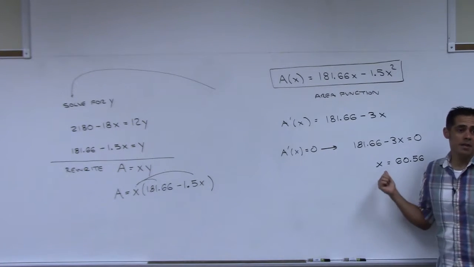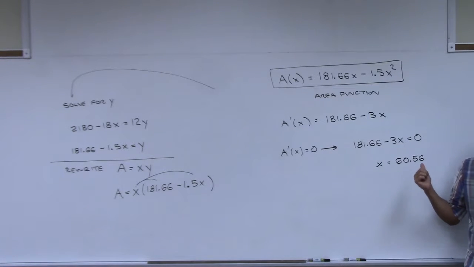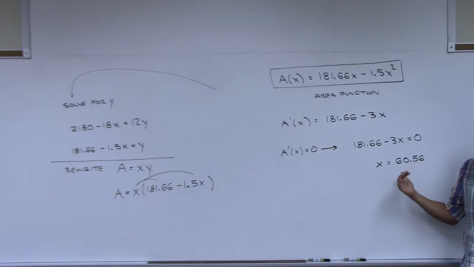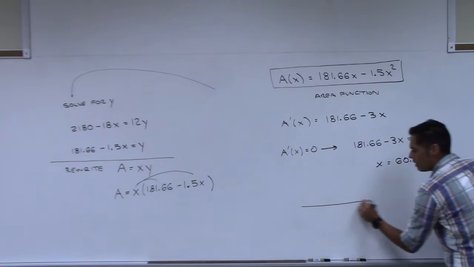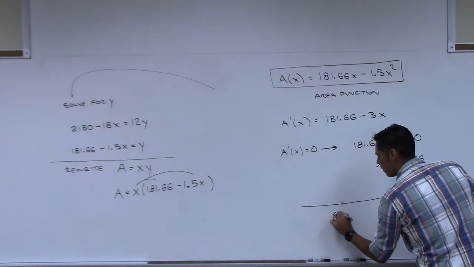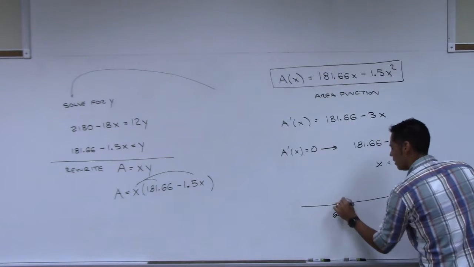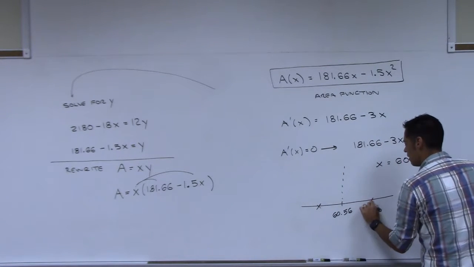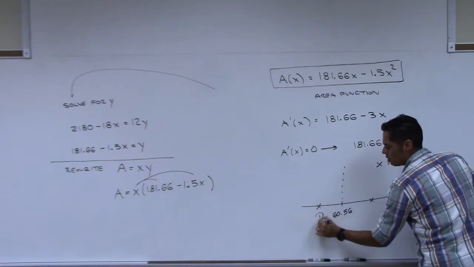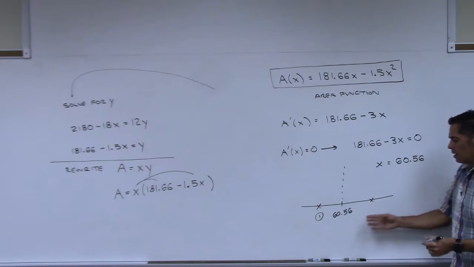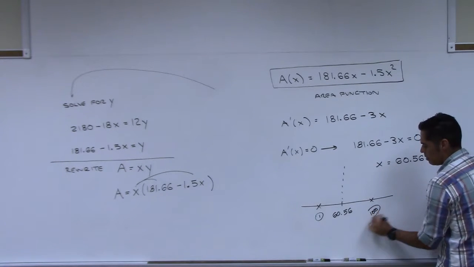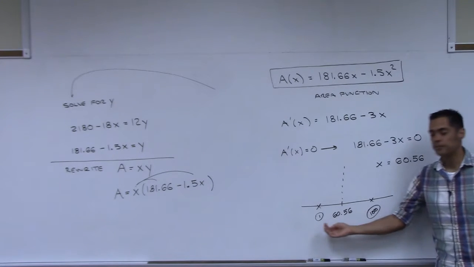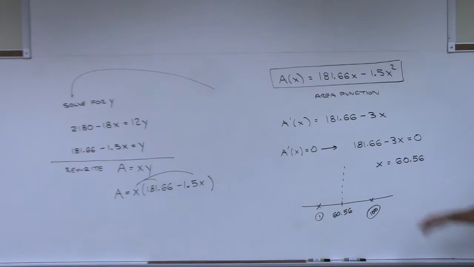Now, this is going to turn out to be where we get the maximum area. But you still in your test need to show me that this is a maximum. So how do you show me that this is a maximum? Test points, right? You have to go to your number line now. You're going to put 60.56. You're going to plug some test points in here. I don't know. How about we plug in 1? 1 seems like a pretty easy number to plug in. And over here, any number we want, let me go with 100. And where am I plugging these in? To the derivative. And here's my derivative right here.